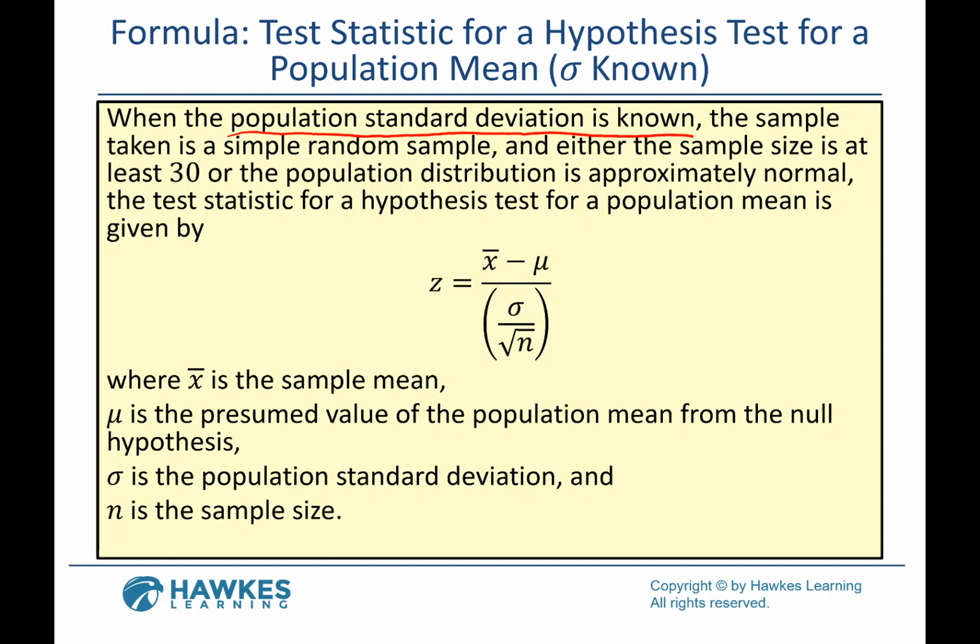Then we've got the sample's a simple random sample, and either the sample size is at least 30 or the population distribution is approximately normal. That's the central limit theorem. Then we can use this formula to calculate a test statistic.